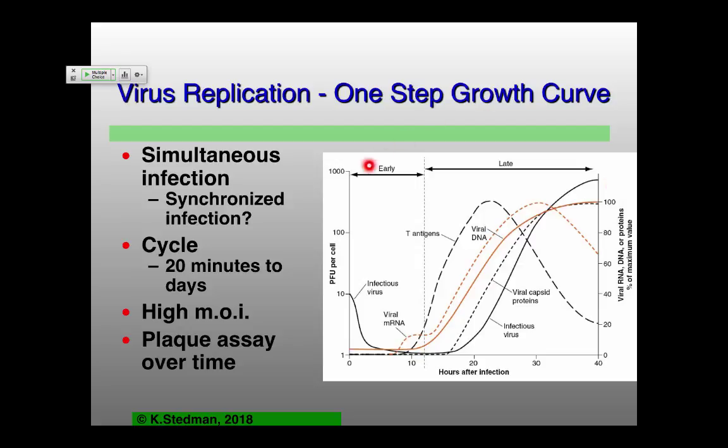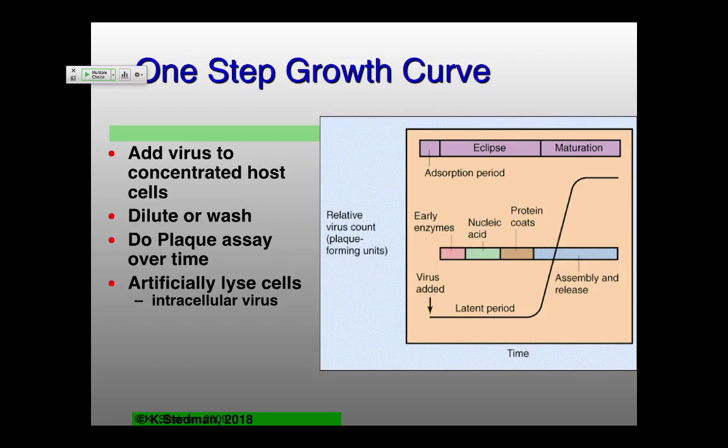So how do you do these? Again, it's just looking at a plaque assay over time. Usually it's going to be this dark line, but inside of that you can see all of these other important molecular aspects of replication that are happening. So how do you do one of these one-step growth curves?